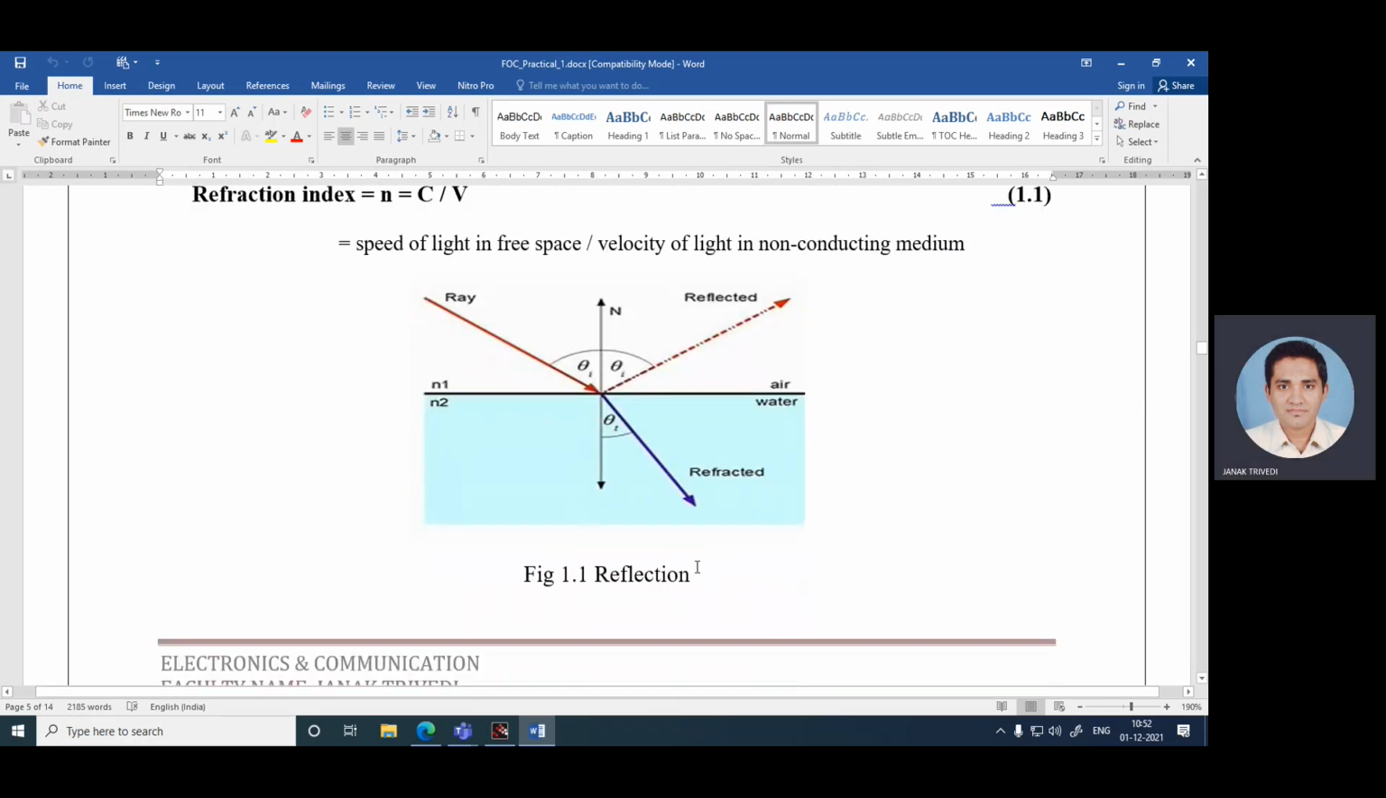This is the example for reflection: the ray is incident and it is reflected back in the same medium, air. While in refraction, the ray is incident in the air medium and is refracted into the water medium.